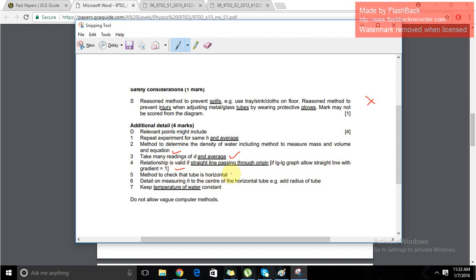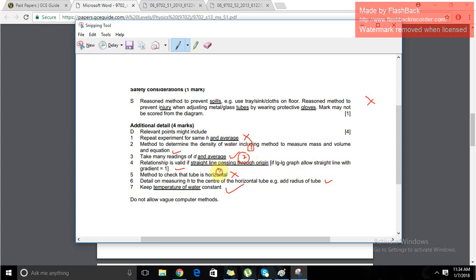Method to check that the tube is horizontal, not done. Detail on measuring H to the center, add radius of tube, definitely. Keep temperature constant. So I missed this out. Repeat experiment for H and average. Method to determine the density and take many D's in average through the origin.